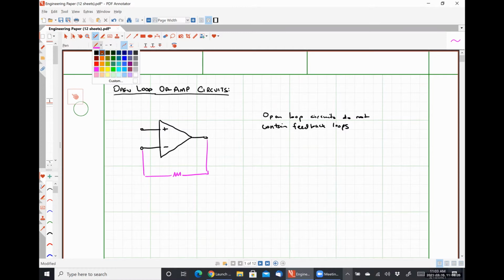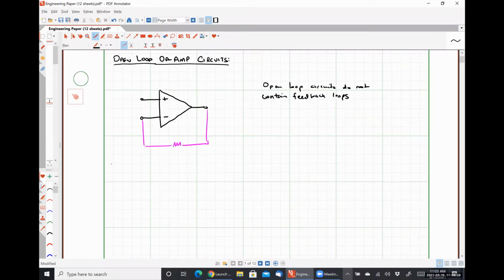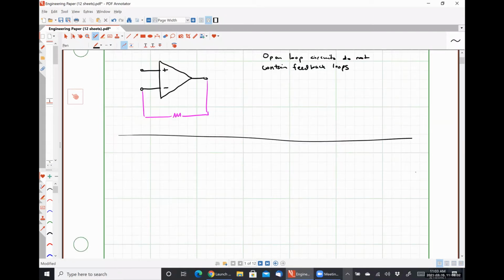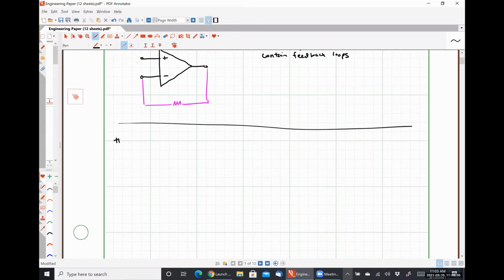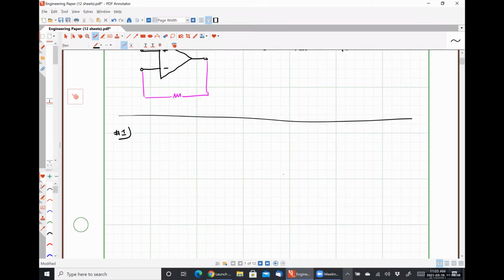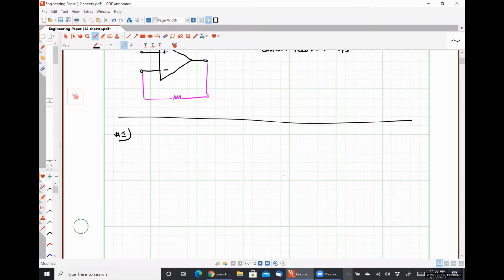The first one that I deal with, let's just put a number 1 here, is something like this. So let's say that I have an operational amplifier. I'm going to take my output at the output pin. I have a power supply voltage VCC plus and a negative power supply voltage VCC minus.